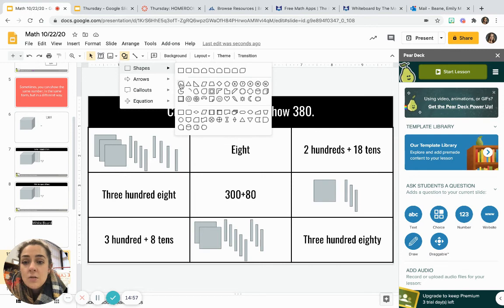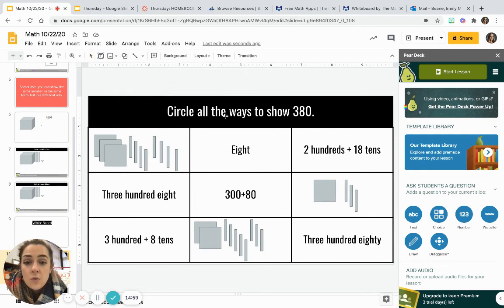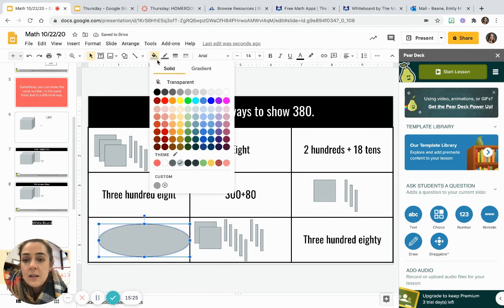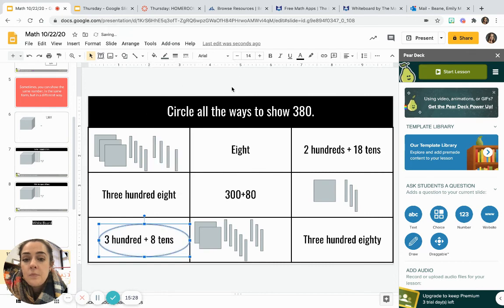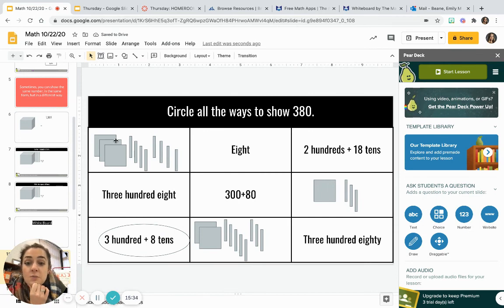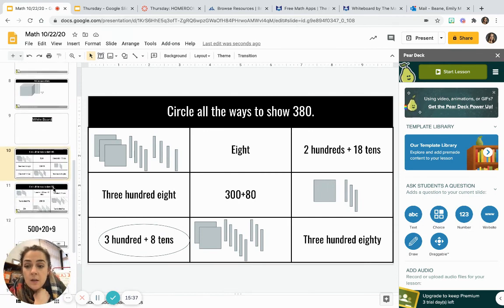I'm going to put a circle around one that says 380. So here's down here 200, 10, 20, 30, 40, 50, 60, 70, 80. Okay, well that's 280. That doesn't equal 380. 300 plus 8 tens. Well, that's 380. So I'm going to put a circle around it. And to make it transparent. All right. So see how many ways you can find. I promise you there's more than 3. Same with this.